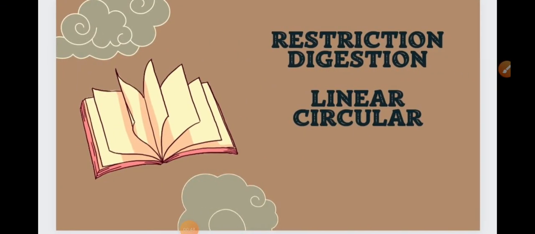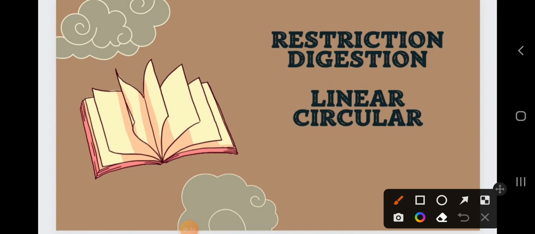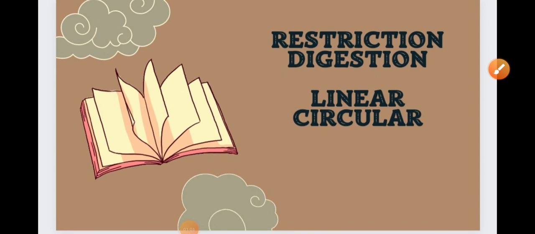So the first topic is restriction digestion. Questions are recurrently coming from this topic. So you have to know the number of bands which come after the digestion of a linear DNA or after the digestion of a circular plasmid. Okay. So the first one is this.